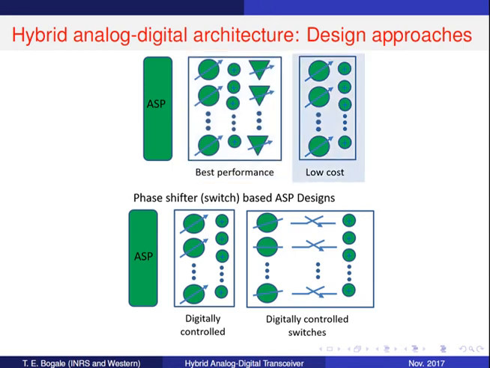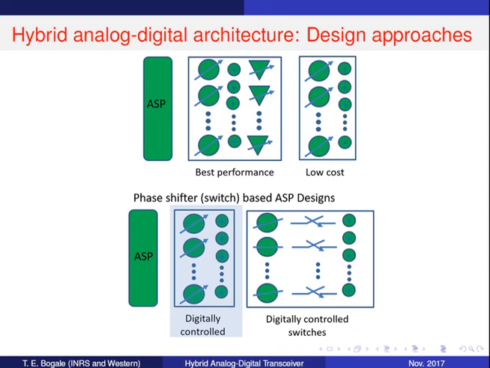However, since the price of variable gain amplifiers are generally expensive compared to phase shifters, more research work focuses on designing the ASP unit with the help of sets of phase shifters and others. With the phase shifter and other based hybrid analog digital architecture, two types of design principles are adopted.